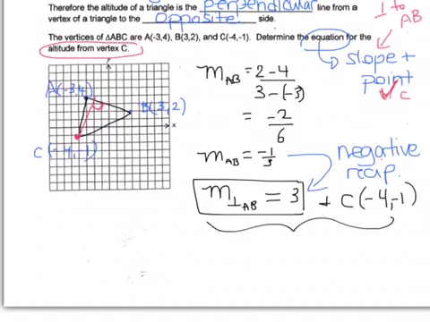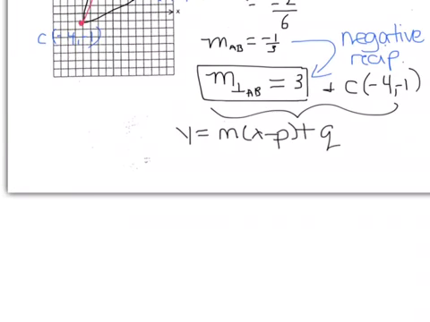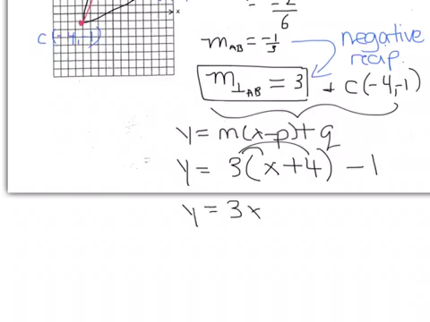Now, for the equation of a line with a slope and a point, we use the PQ formula, y equals m bracket x minus p, plus q. We're going to put our slope in for m, and we're going to put our point in for p and q. So y equals 3 bracket x. Remember to change the sign. This is negative 4, so in the brackets we're going to write plus 4. And the back one stays the same. The distributive property expands that bracket, so y equals 3x plus 12 minus 1, and finally y equals 3x plus 11.